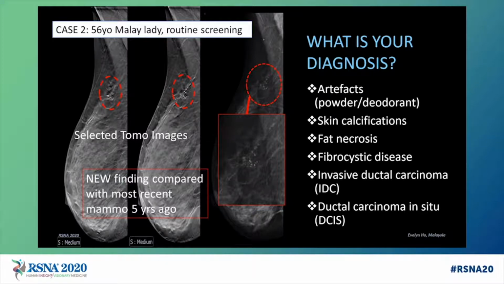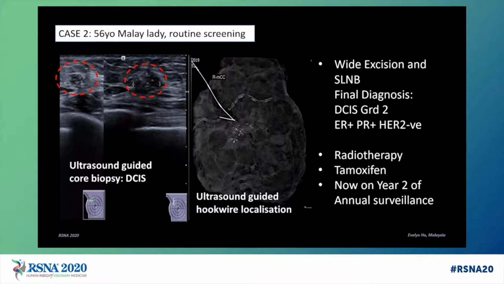Fat necrosis is a mimic of cancer, whilst in fibrocystic disease, the calcifications tend to be more dispersed and widespread. That leaves us with malignancy. Is it DCIS or IDC? I looked for the cluster on ultrasound, and knowing where to look makes it easier. I was able to locate a small lesion less than 1 centimeter with microcalcifications in the axillary tail of the right breast. Core biopsy was done, confirming a DCIS.